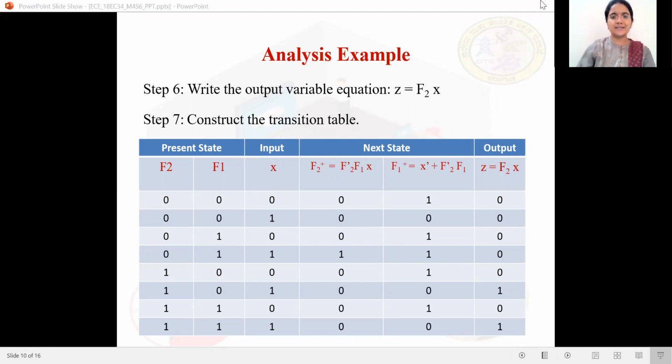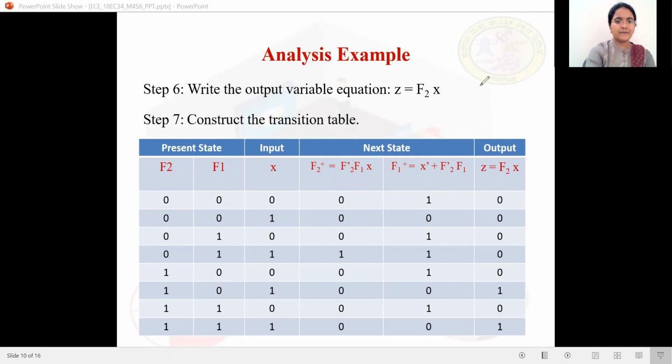The transition table consists of the present state, input, next state, and output. Here, we are considering the input in a separate column where we are writing it as 0, 1, 0, 1. You can write in the other way also. We can consider x here, x is equal to 0 and x is equal to 1. We have to make two separate columns for each of the next states.